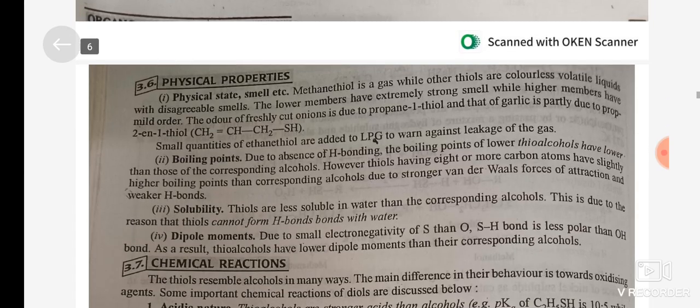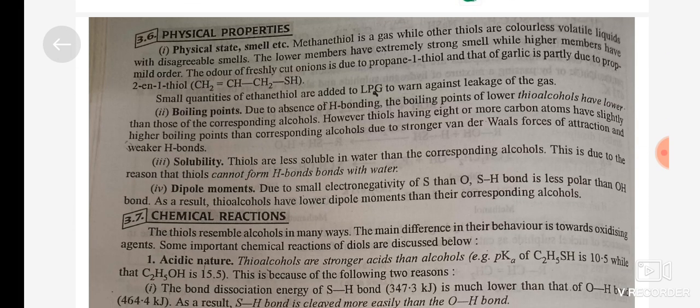Physical properties. First is physical state and smell. Methane thiol is a gas while other thiols are colorless volatile liquids with disagreeable smell. The lower members have extremely strong smell while higher members have mild odor. The odor of freshly cut onion is due to propane-1-thiol and that of garlic is partly due to propane-2-thiol. Small quantities of ethane thiol are added to LPG to warn against leakage of the gas.